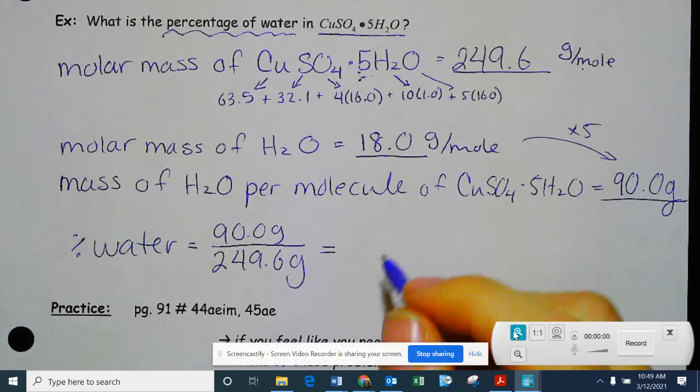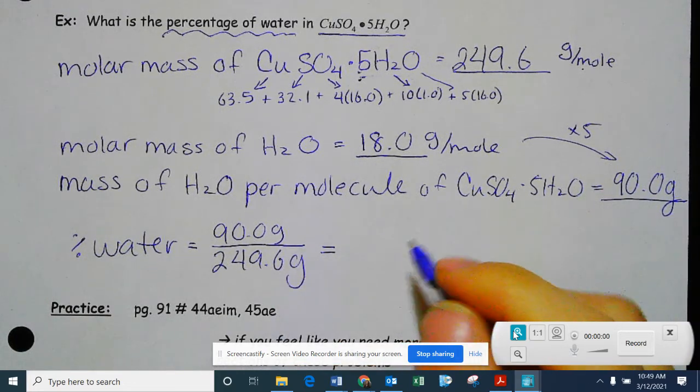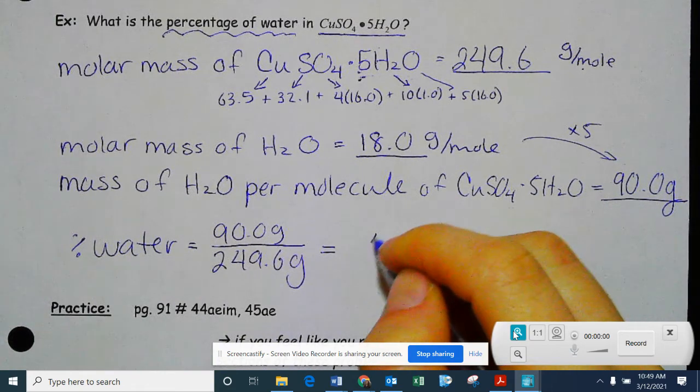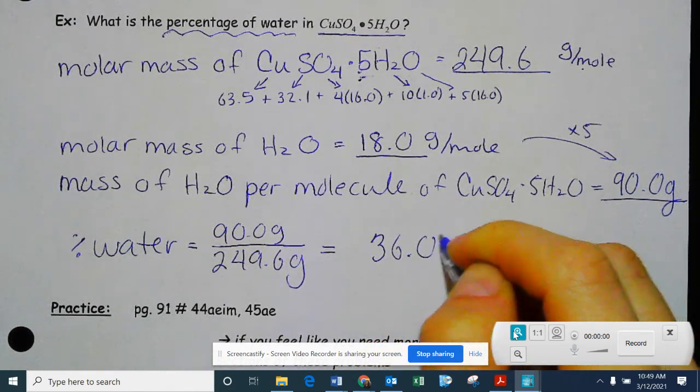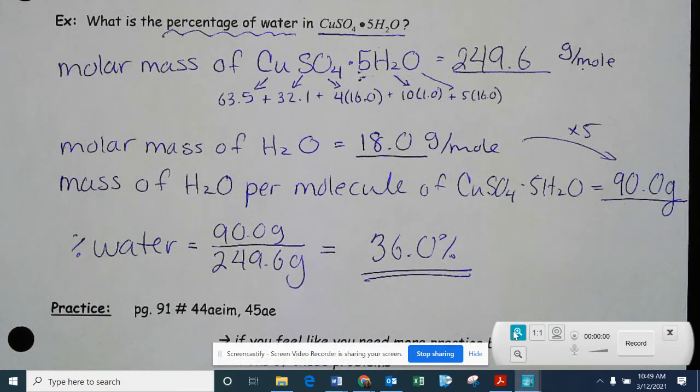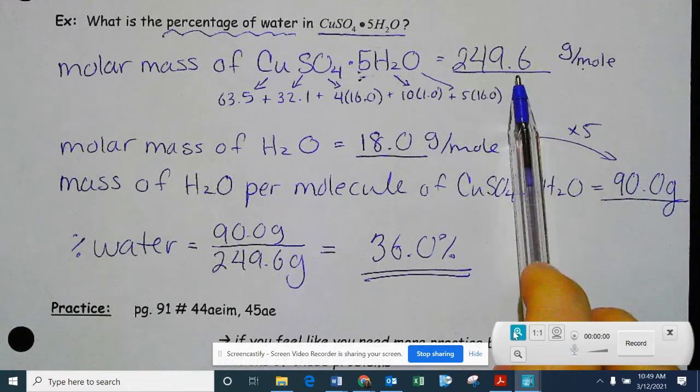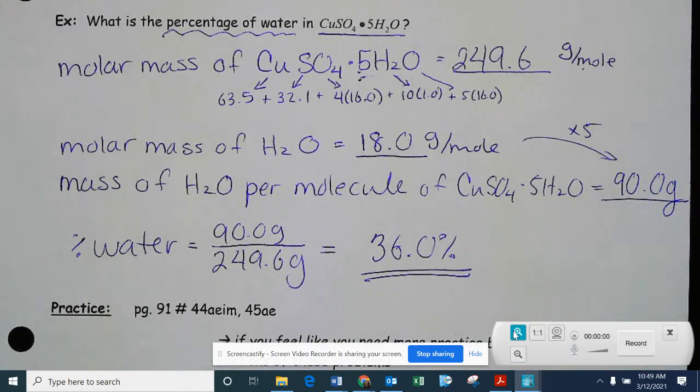All right, so percentage of water is 90 divided by 249.6 times 100. So I end up with 36.0% water. Okay. And do I have the right number of sig figs? 3, 3, 4. Yep, good. Okay, any questions about that? Yeah. Yes, you do use significant figures in percentages.